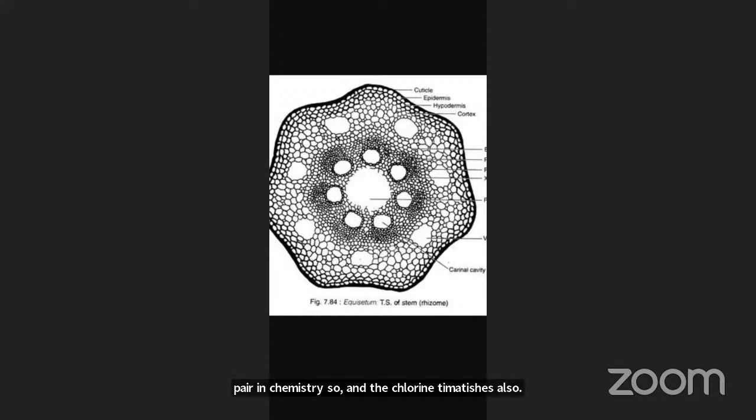And the innermost layer of the cortex, that one we call the endodermis. So this endodermis also has the transparent strips present. Below the endodermis, you can see the start of the vascular tissue, the vascular canal.